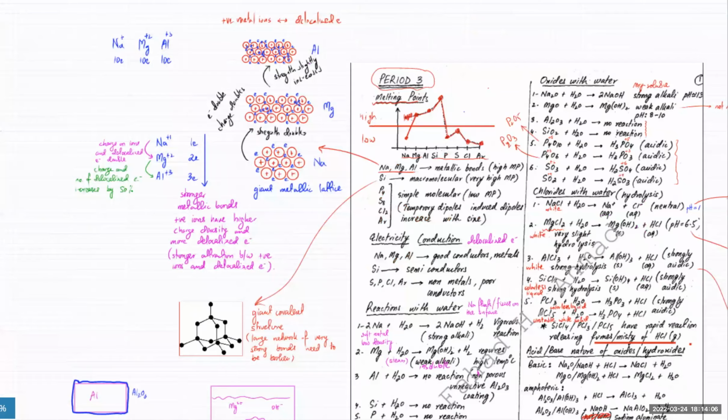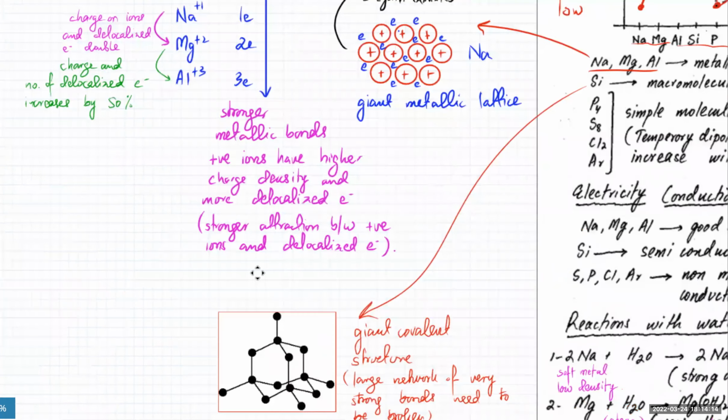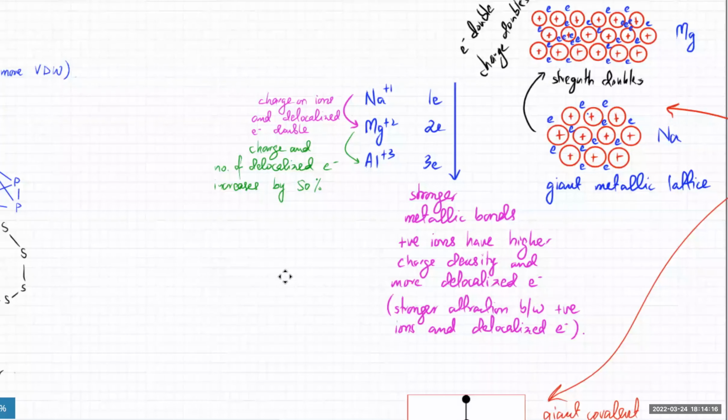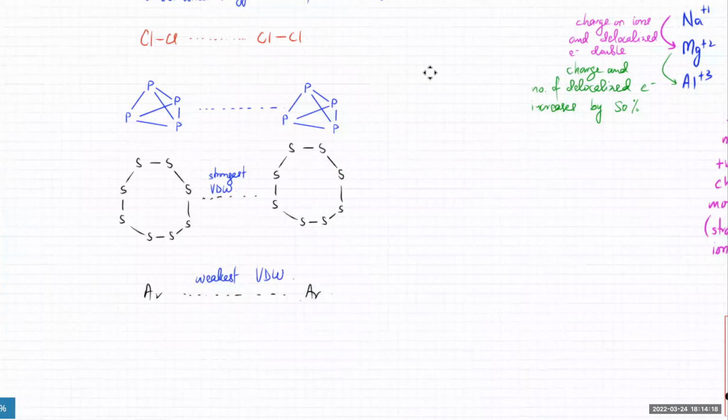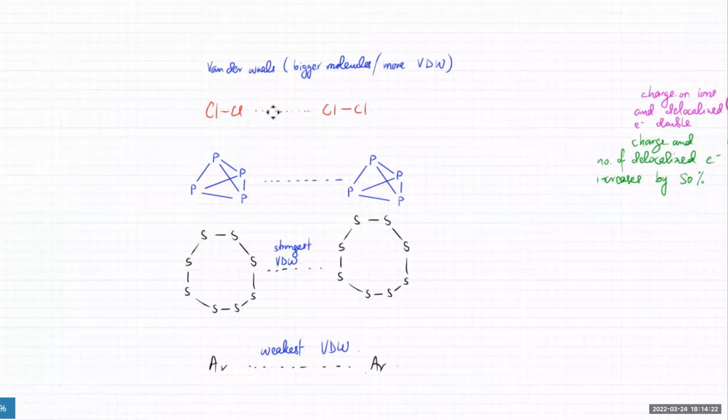फिर next रह जाता है ये तीन जो आखिरी तीन है. That's phosphorus, sulfur, chlorine, and argon. They are simple molecules. What is simple molecule? Simple molecule is Van der Waals forces. So these have simple molecular forces. They're simple molecules, they're tiny molecules, and they don't have anything to do with each other except for with these weak van der Waals forces.